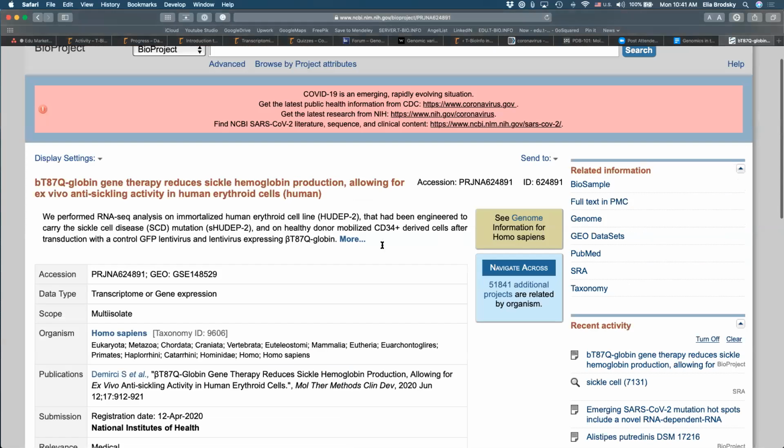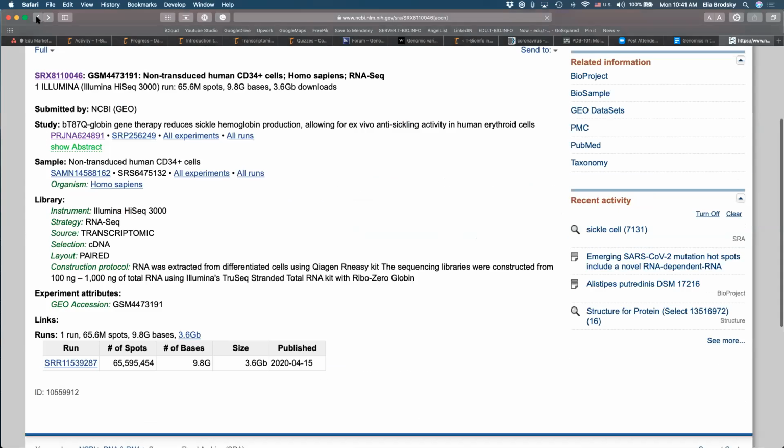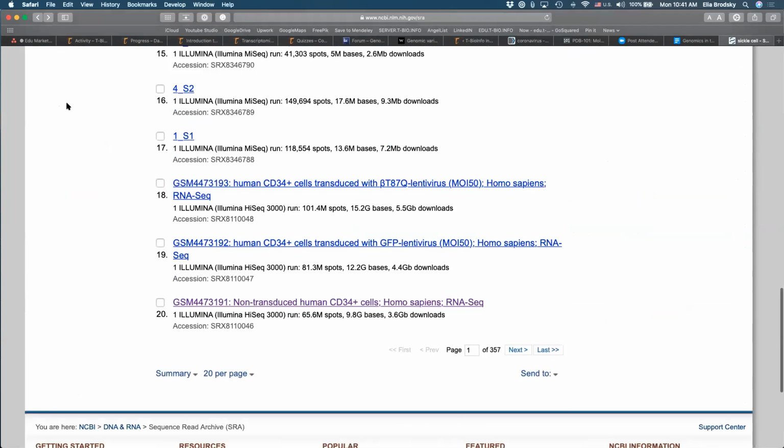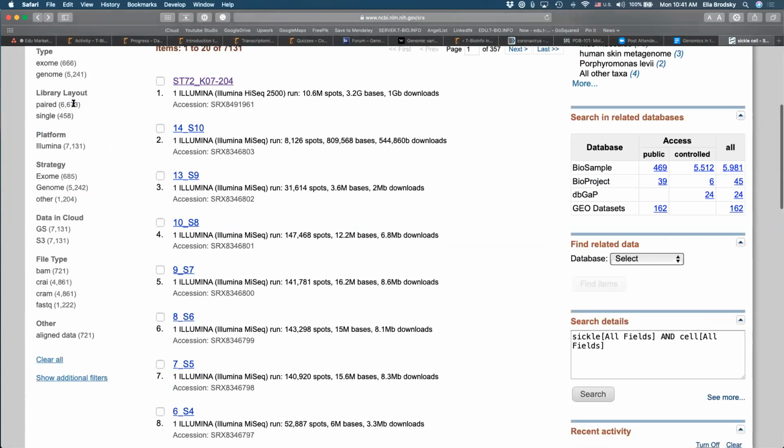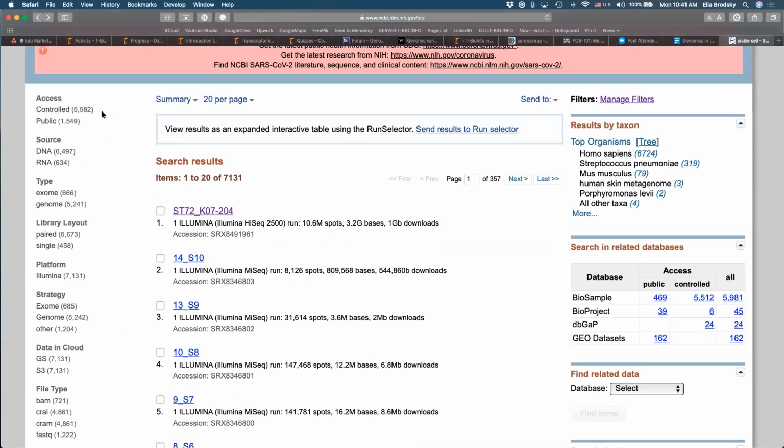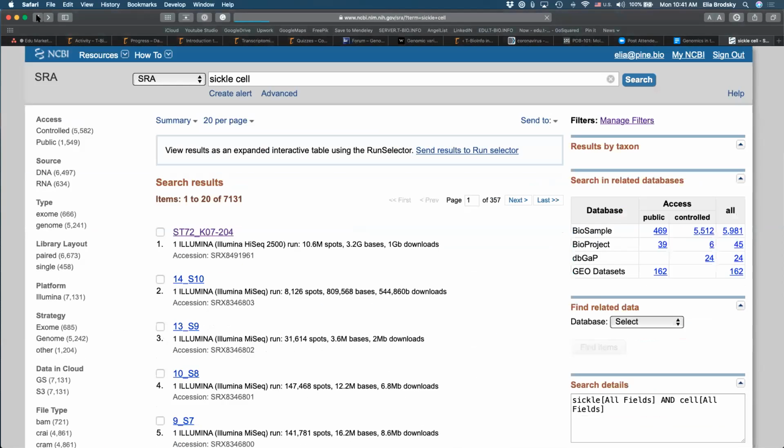Okay, so let me ask you, what might be a topic of interest? Does anyone have a topic of interest, just so that we can take a look and see whether we can find some data?